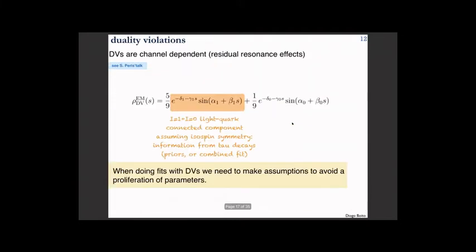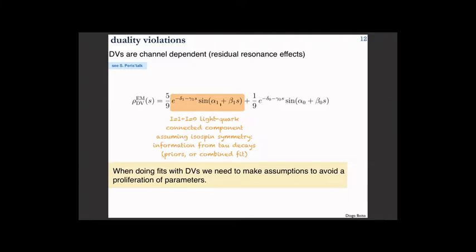So about the duality violations. Here the situation is slightly different compared to tau decays, because in tau decays you have only isospin 1. But here you have isospin 1 and isospin 0 and you have the strange quark. Isospin 1 and isospin 0 light quark connected components, if you are away from the resonances, it's reasonable to assume that they are essentially the same, because of isospin symmetry, and it's certainly a very good approximation for our purposes. So then here, from this part, this 5/9 times this function, we can get some information from tau decays. And if you want, you can include this information in the fit. It's actually necessary to include some information from tau decays in the fit, because if you want to fit all the parameters that you have in duality violations here, you cannot do it because the data are not precise enough.